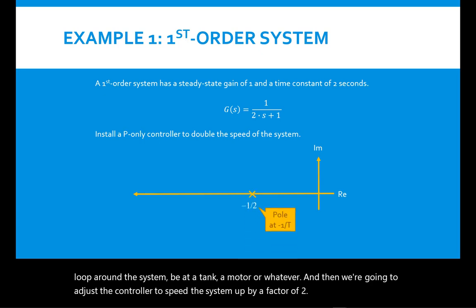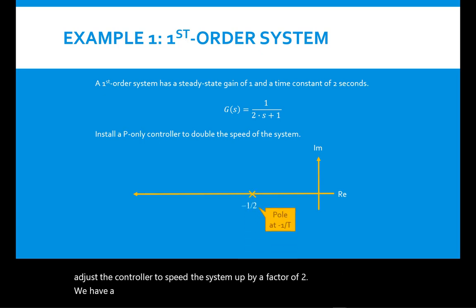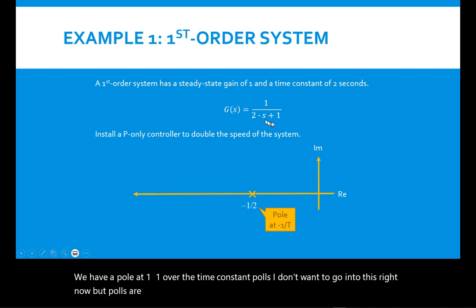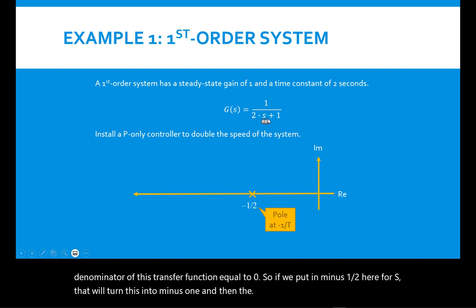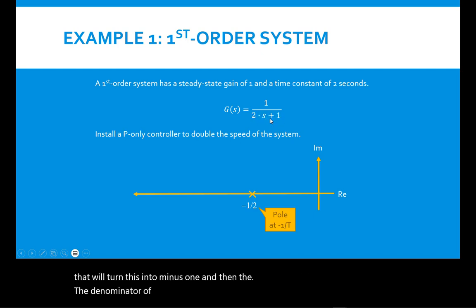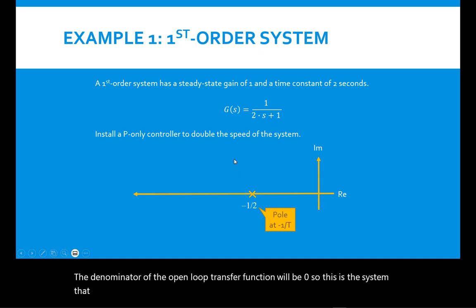We have a pole at minus 1 over the time constant. Poles, I don't want to go into this right now, but poles are actually values of S that will make the denominator of this transfer function equal to 0. So if we put in minus 1/2 here for S, that will turn this into minus 1, and then the denominator of the open loop transfer function will be 0. So this is the system that we start with before we put the controller on it in open loop.